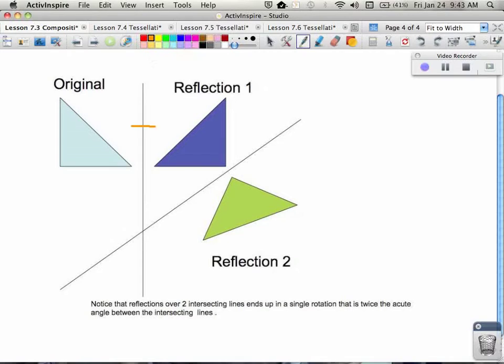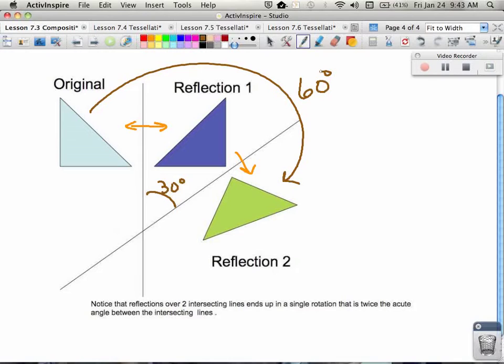First of all, here's a reflection once over this line. Second, here's a reflection over this line. And what they're saying is, if I look at the angle that's right here, let's say that this angle was 30 degrees, then the total rotation from the original triangle to the last triangle will be 60 degrees. That's what this rule is saying. So two lines that intersect, reflection, reflection, turns into a rotation twice the angle between those intersecting lines.